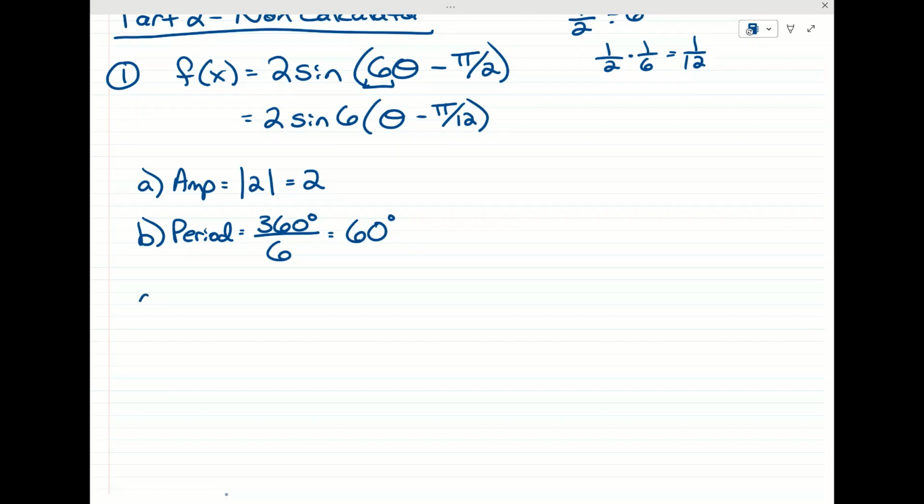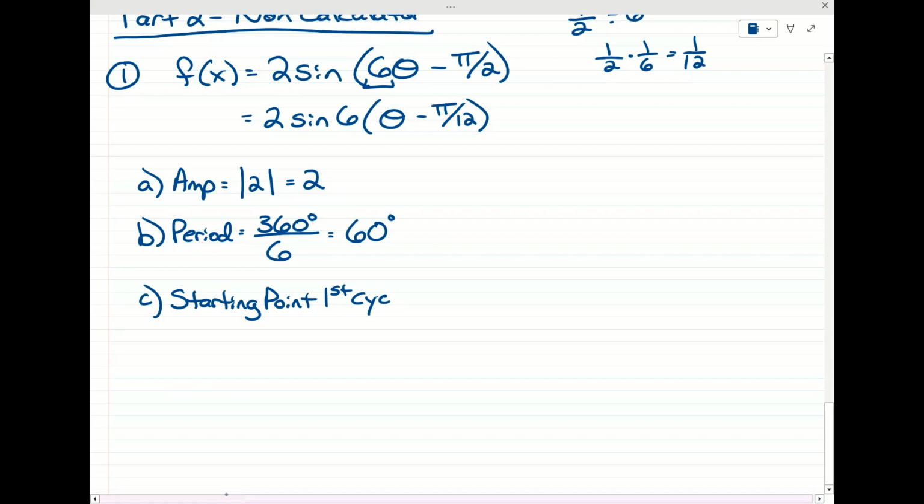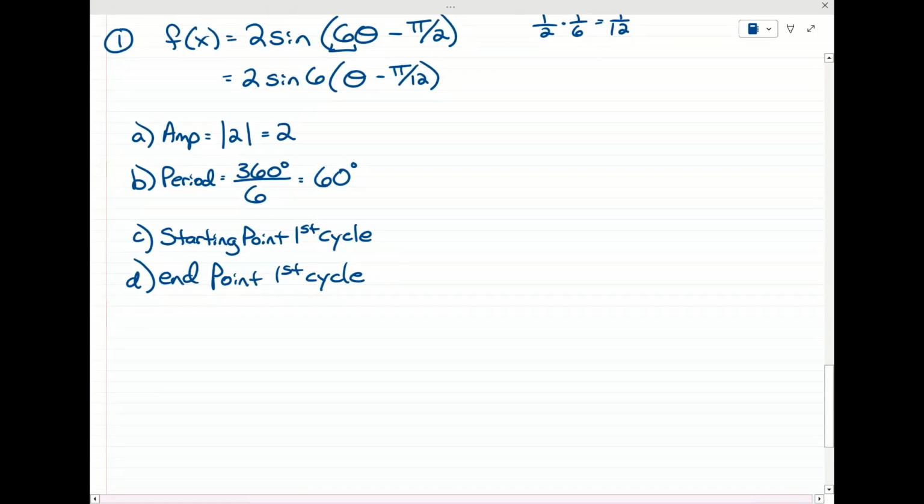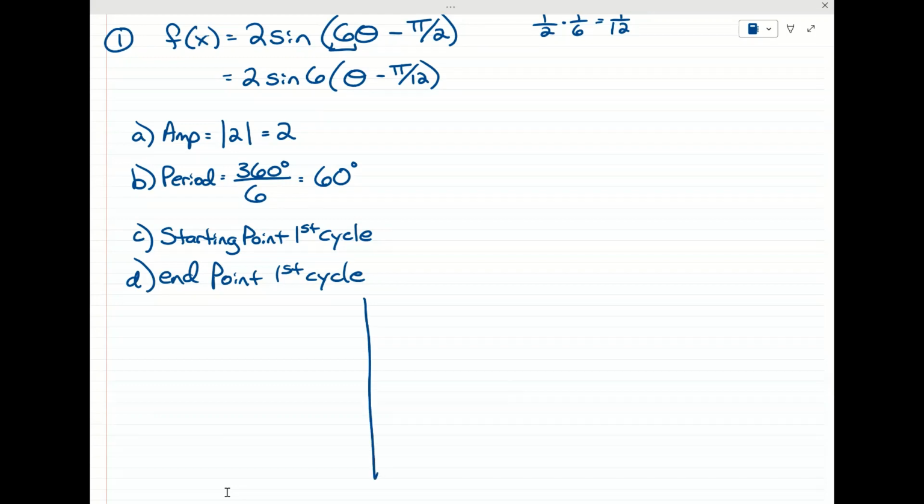The next thing it's going to ask you for is the starting point of the first cycle. And it'll ask you for the end point of the first cycle. And then it'll ask you to sketch the graph. We talked about doing this in class, so let's figure this out together.